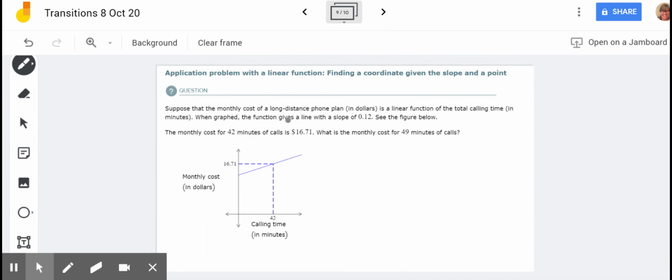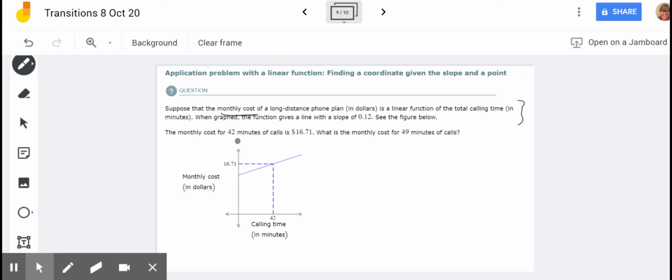Suppose that the monthly cost of a long-distance phone plan in dollars is a linear function of the total calling time in minutes. When graphed, the function gives a line with a slope of 0.12. See the figure below. Okay, a lot of times these little paragraphs, especially in the SAT, just tell you what the picture already tells you anyway. You see monthly cost, calling time, and they just kind of tell you. So sometimes you don't actually have to read it. You might only need to read it if you're confused.